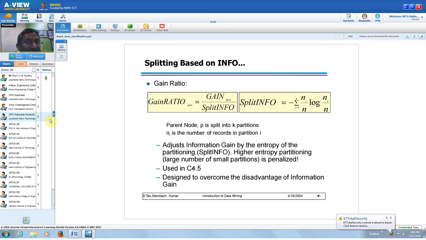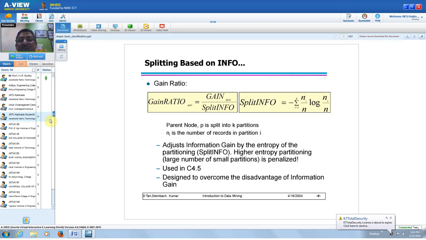That doesn't mean you should have only binary splits. You can have multi-way splits also in certain cases, but you should limit it. That is the reason why certain decision tree algorithms exclusively confine to binary splits only. So that's the reason why just having the maximum gain alone is not sufficient. You use another measure called gain ratio.